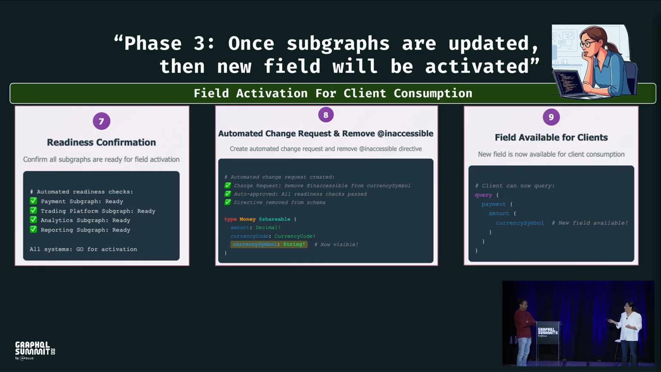So now the field is available for client consumption. So this is how our platform team has streamlined the shared type evolution process in a federated graph.